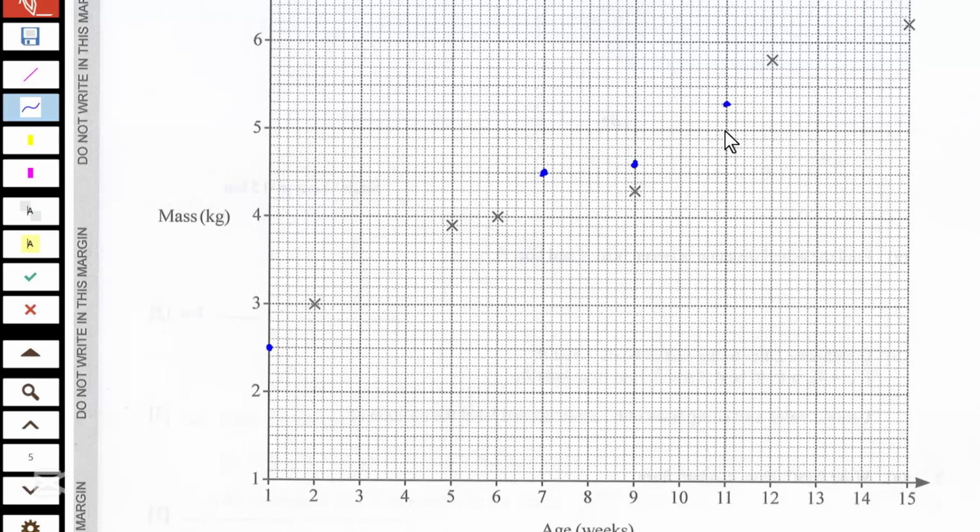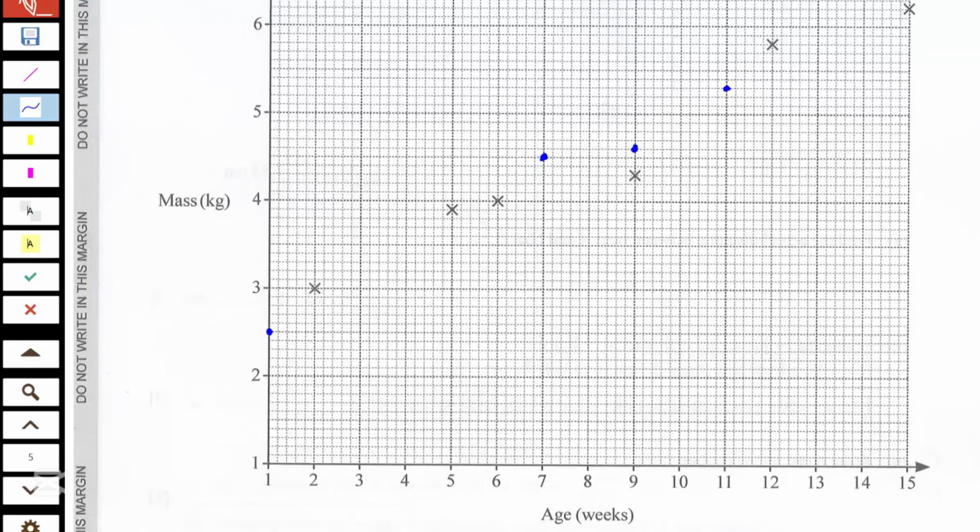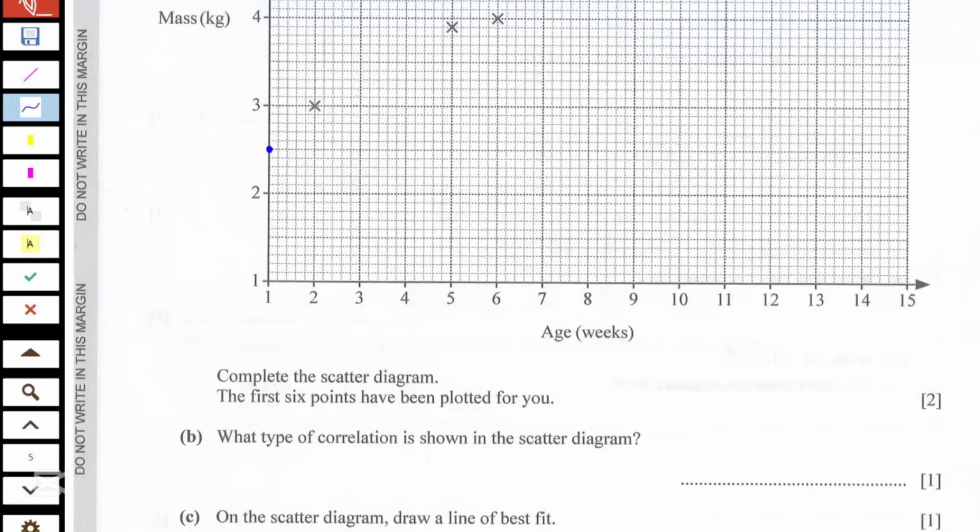So after identifying the point, let's go back to the question. The question says, Question A, complete the scatter diagram. The first 6 points have been plotted for you. So, well, we've completed the scatter diagram.